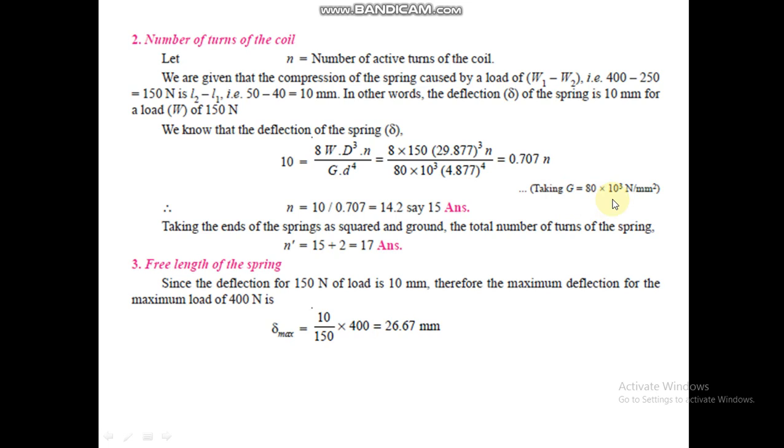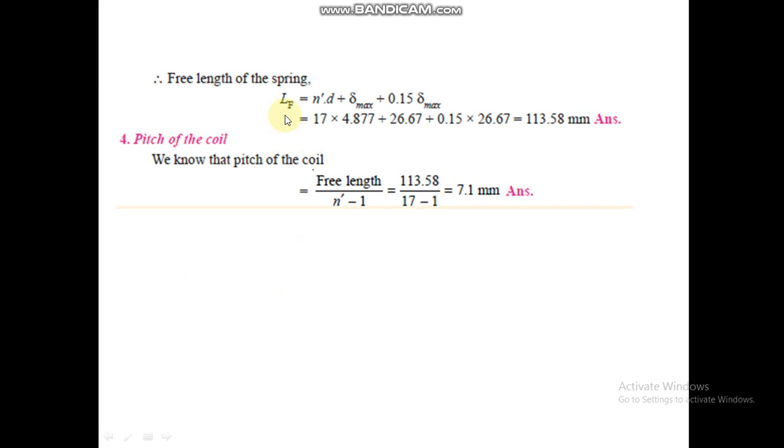Modulus of rigidity is assumed, so the number of turns will be 15. For square and ground ends, the total number of turns we have to add 2, and it will be 17. Free length of the spring: you know the formula for free length is solid length plus maximum deflection plus clearance. Solid length is n' d.